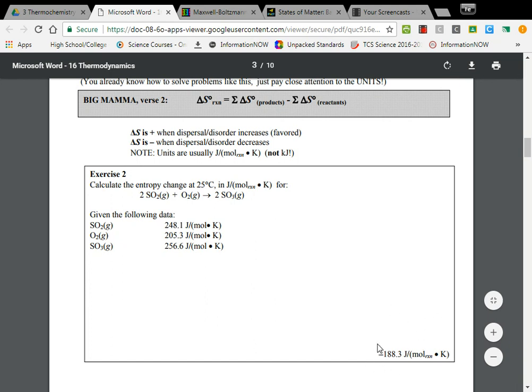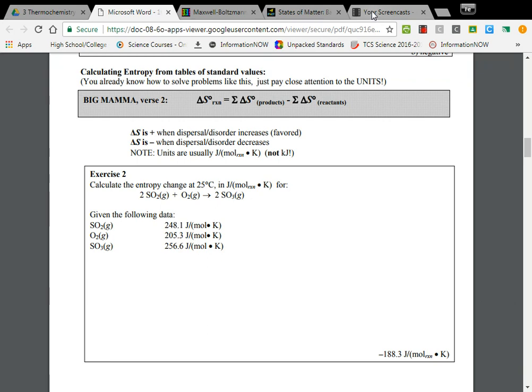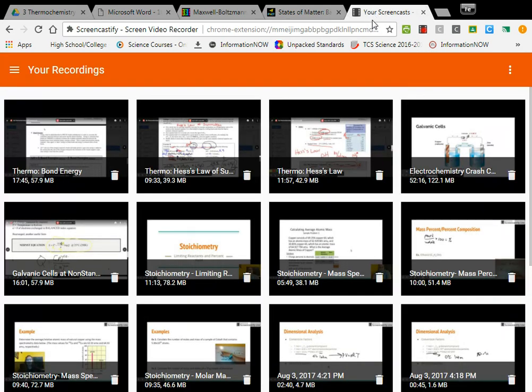You have the answers written down, so you should get a negative 188.3 joules per mole Kelvin value. Now, the question is, what does this value indicate? Well, since this is a negative delta S value, that indicates that the reaction is actually decreasing in entropy. There's less dispersal of energy as the reaction takes place. I hope this helps with entropy, and we'll talk more when we hit Gibbs free energy.